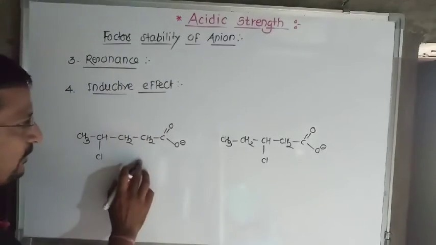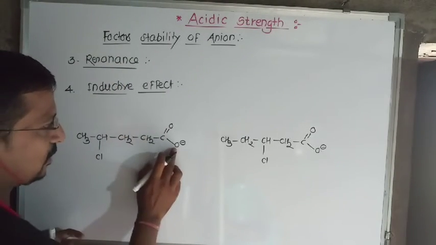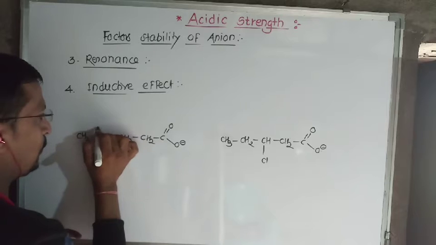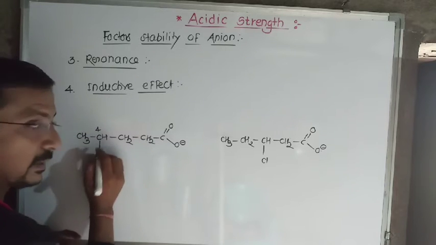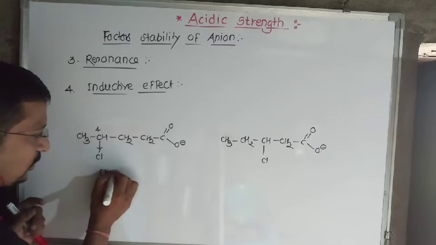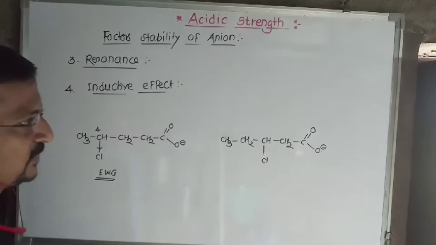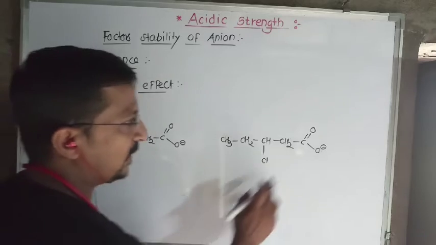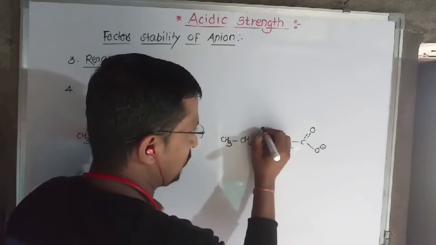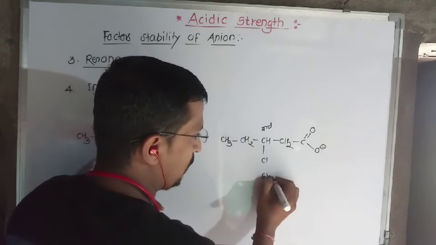In this case, if you consider the oxygen O minus attached with carbon, and then after carbon, if you count 1, 2, 3, 4, the fourth carbon contains the group that is the electron withdrawing group. Electron withdrawing group is attached at the fourth carbon, isn't it? But here in this case, after carbon, there is the first, second, third, that is the third carbon contains the electron withdrawing group.